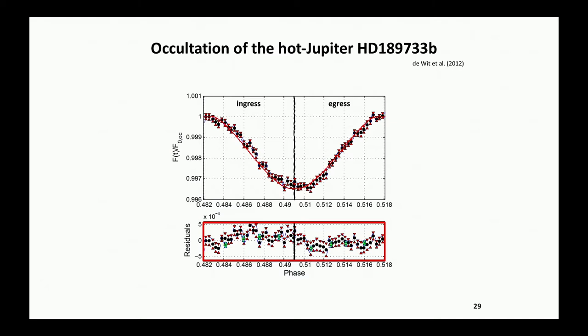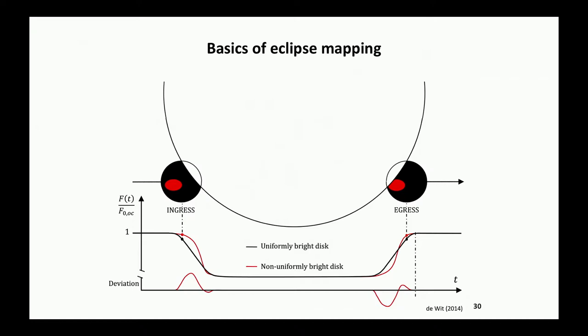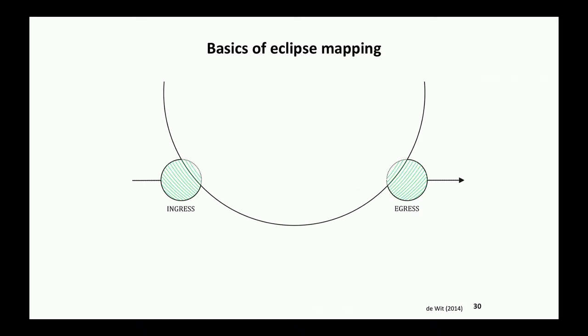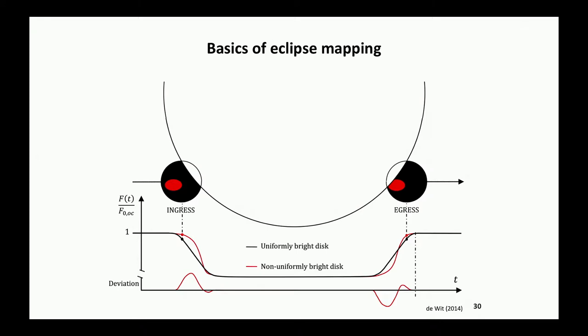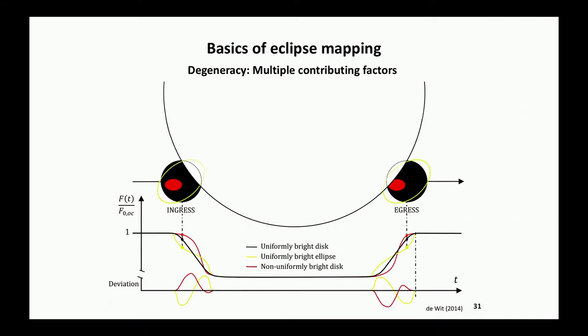When a planet passes behind its star, it is progressively scanned by the limb of the star. So if you have the precision to look for these flux changes, you can look for differences between a uniformly bright disk being eclipsed by another and a non-uniformly bright one, and then you can reconstruct the map. Of course, there are some degeneracies, and you have to deal with that. I'm going to go through a couple of them very quickly.